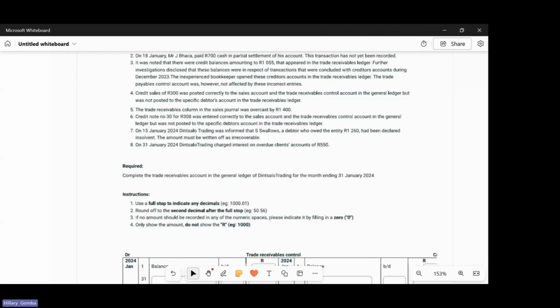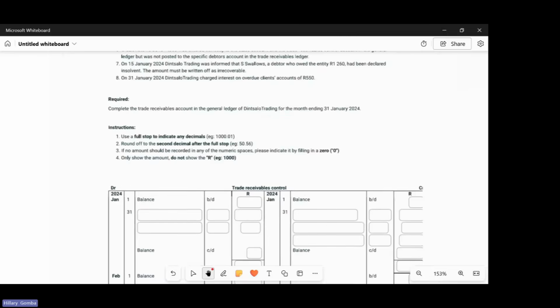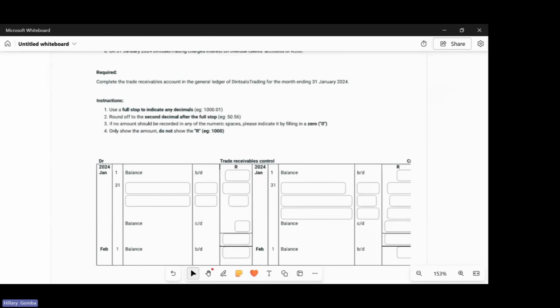And then the first thing that I want to ask you before we start off with, what account is a trade receivables control? What account do you think it is? Yes, you may answer, Nkululeko. I think it's an asset account. It's an asset account. Why do you say it's an asset account? Because it's money that you need to receive. It goes into the bank account.